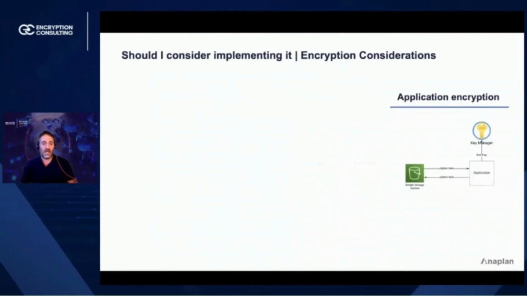And the last one is application encryption. That's actually quite expensive, although it's considered almost the most secure way to encrypt your data, because the data never leaves the application unencrypted, compared to native encryption, where the data leaves the application unencrypted. Here the data leaves the application completely encrypted. So it's more secure, but it's complex to implement.